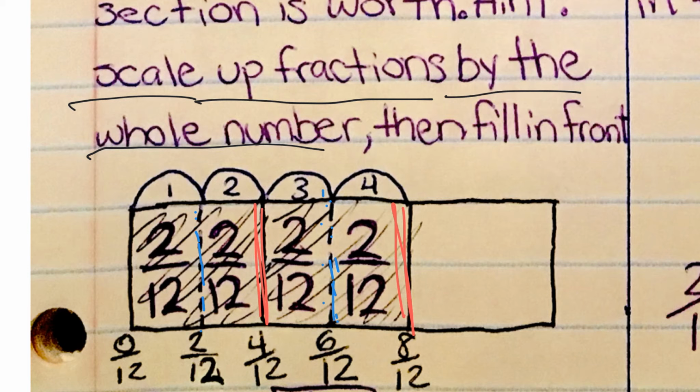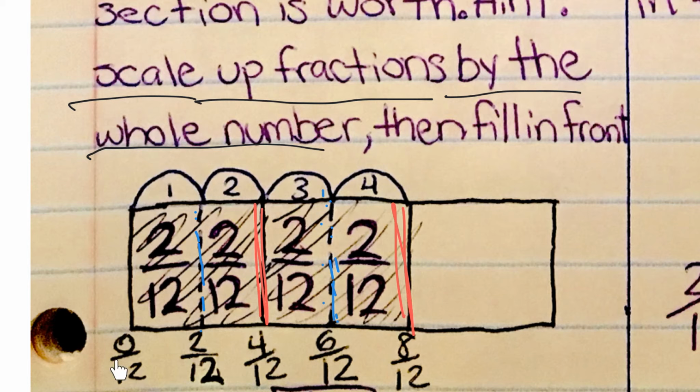Okay? So if we're looking at how to label these new blue lines that we've drawn, we think, okay, what's halfway between 0/12 and 4/12? Halfway between 0 and 4 is 2. Alright, so we're counting by 2/12. Each of these sections is worth 2/12. That's why I wrote 2/12 in each of the sections.